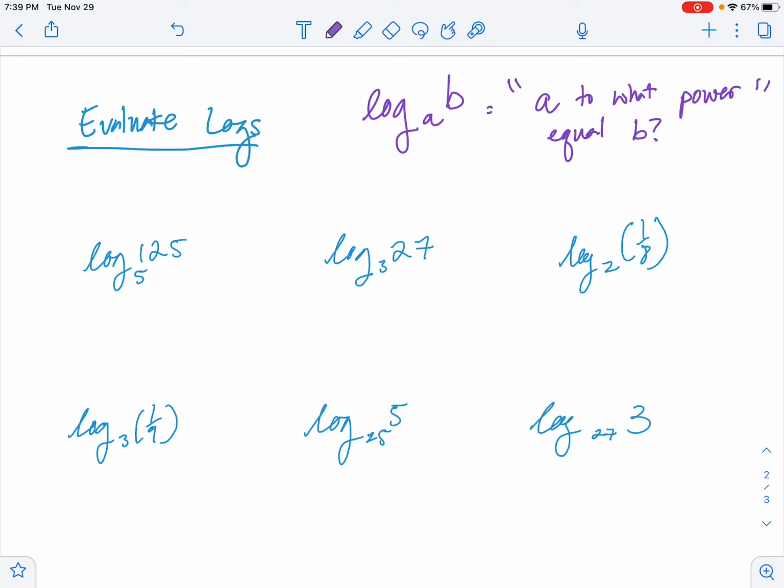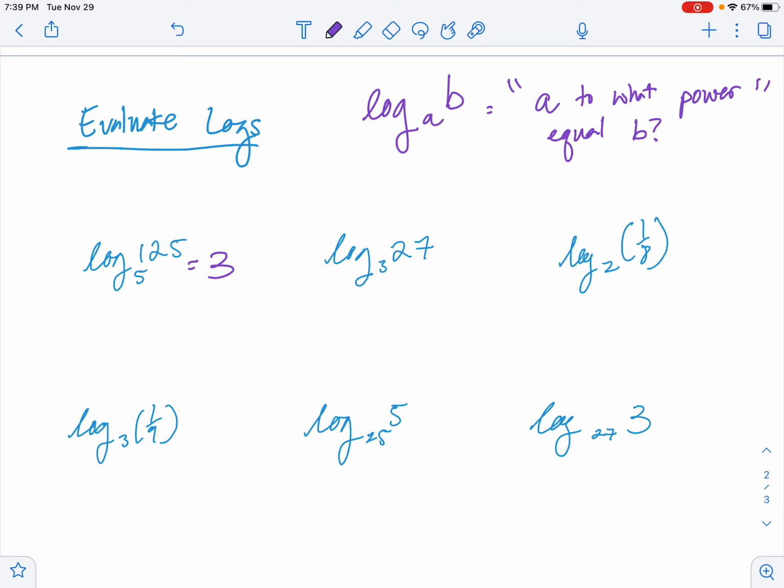All right, so this first one is log base 5 of 125. Just like the example at the top, A to what power equals B? Well, this example would be 5 to what power would get us 125? Some of us may already know that answer, and the answer should be 3. So that's an easy answer. 5 to the power of 3 equals 125. That's essentially what we're trying to answer.